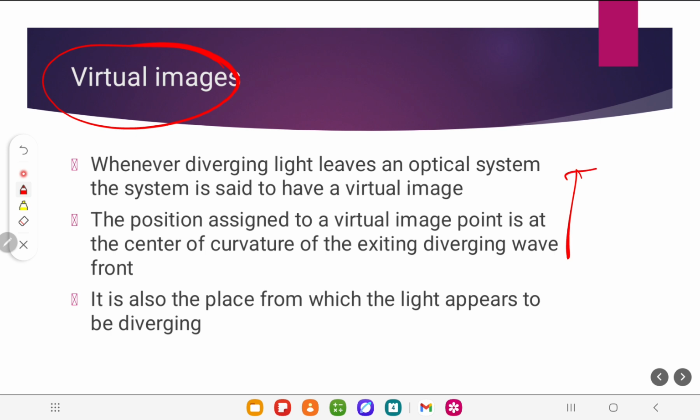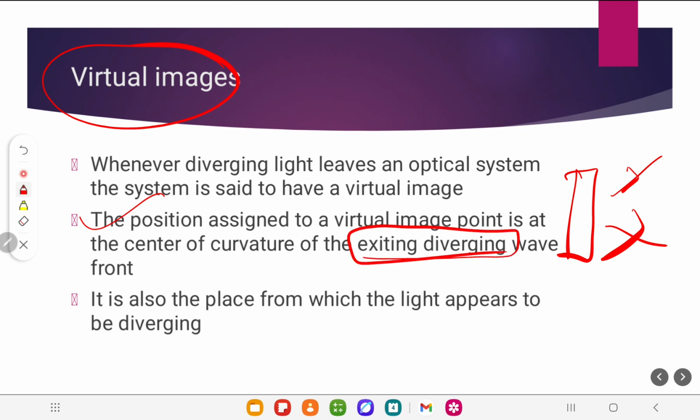Virtual image means in image space light goes divergent, isn't it? That's simple. So for a virtual image, see in this second line, the exiting diverging wave. Just understand this. In image space, if the exiting light is divergent, it is called a virtual image.